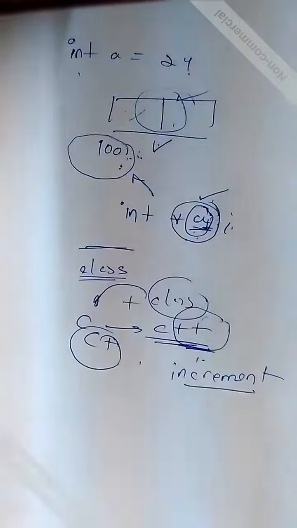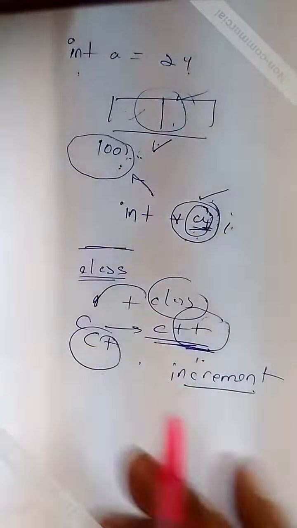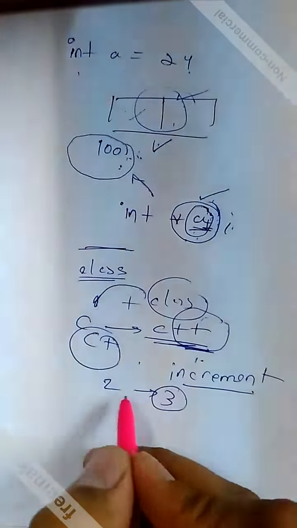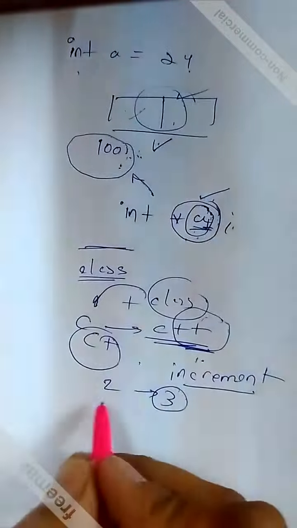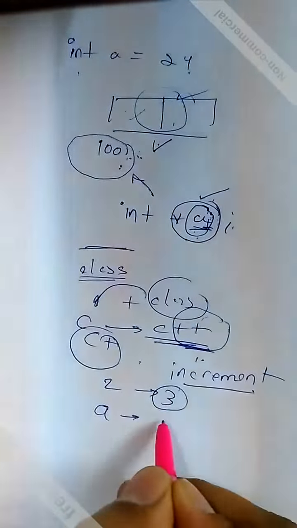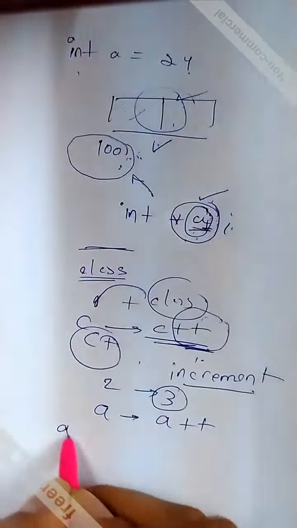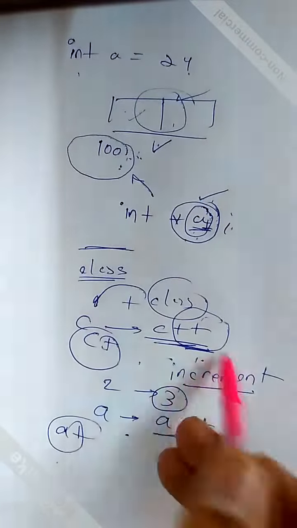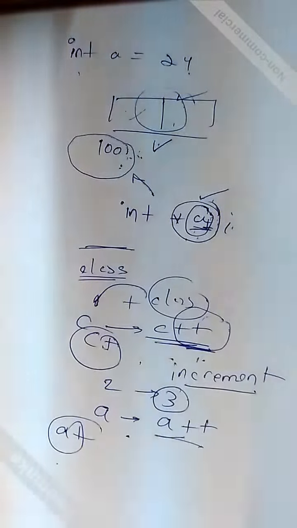In programming, when we have to increment anything, like if we have to make 2 to 3, we have to increment 2. If we have to increment a, then we say a plus plus, we never say a plus. So that's why it's C++. It's the language of programming. So that's how it is.